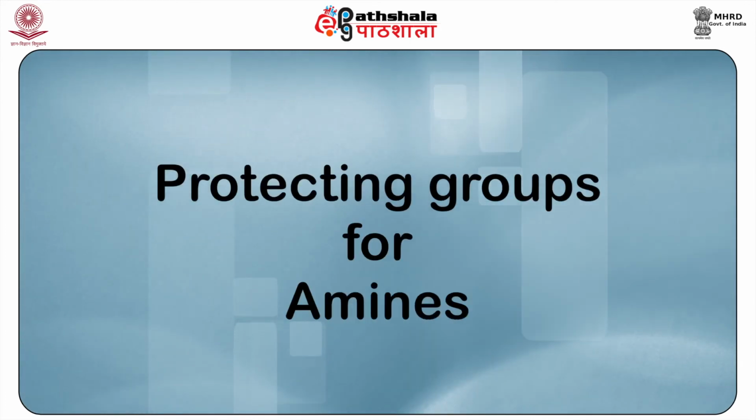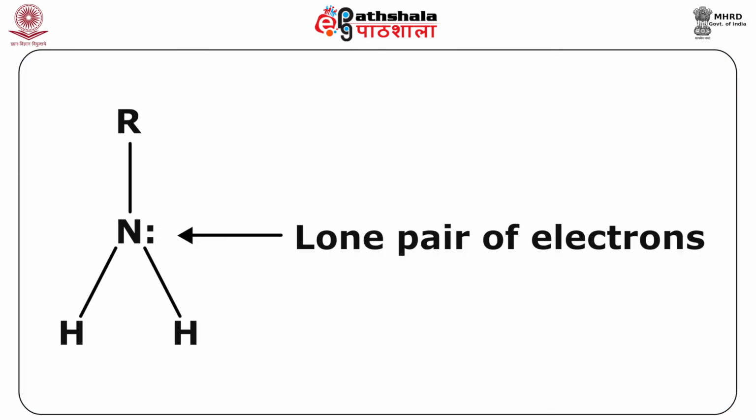Protecting groups for amines. Amines are the compounds that exist as RNH2. They are further classified as primary, secondary and tertiary amines based on the number of substitutions at the nitrogen atom. In all the cases, nitrogen possesses an unshared pair of electrons that causes problems in synthesis. This requires protection. The amines are mainly protected as amides and carbamates.